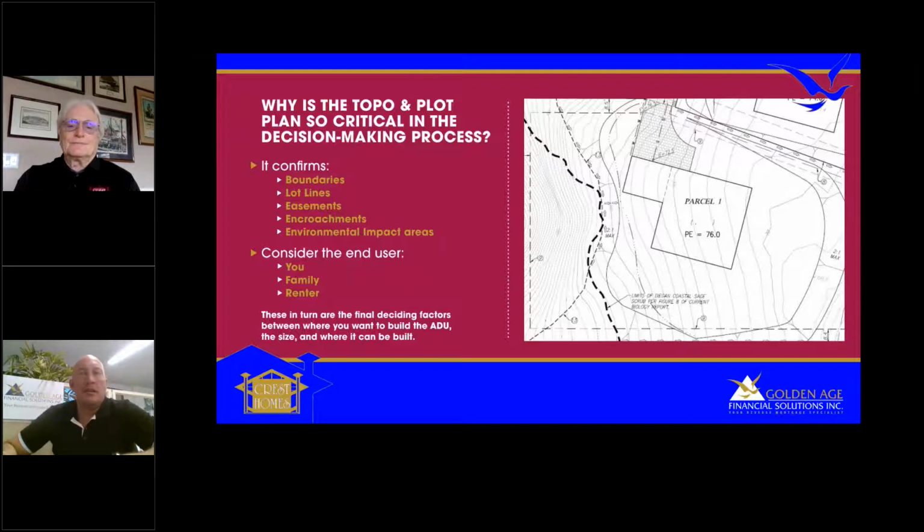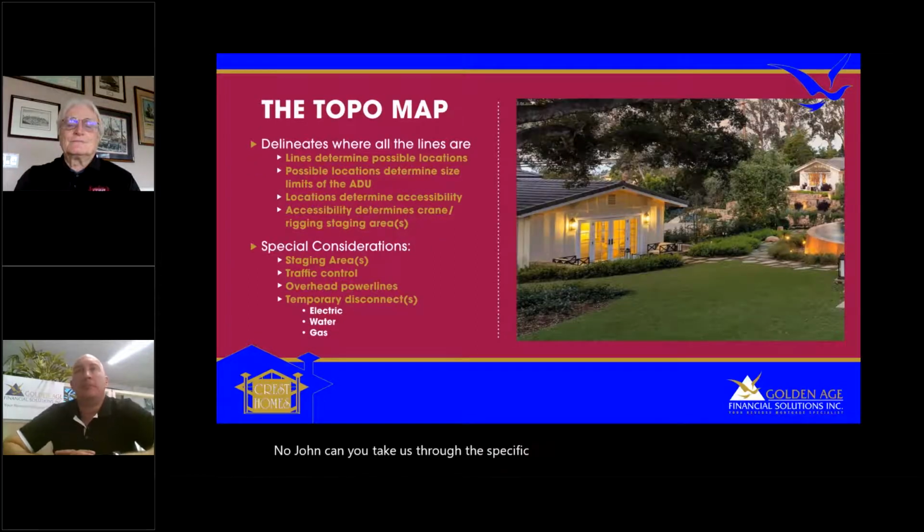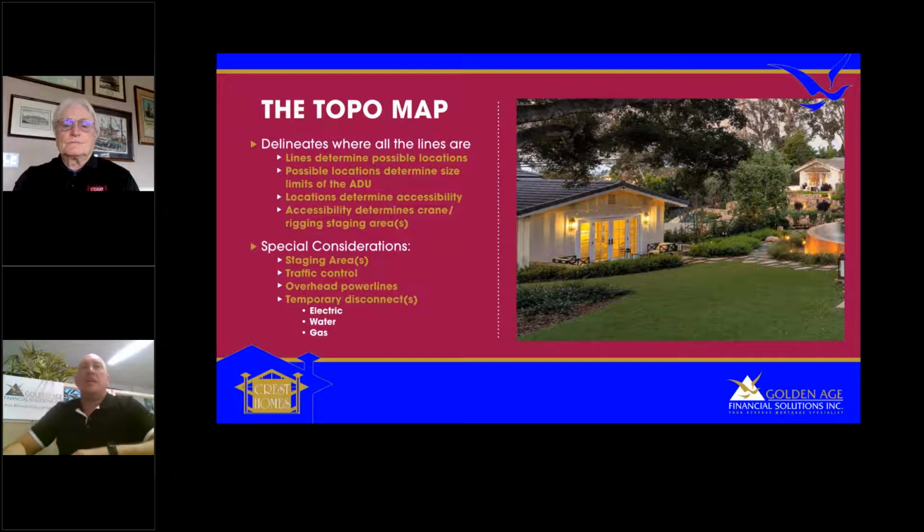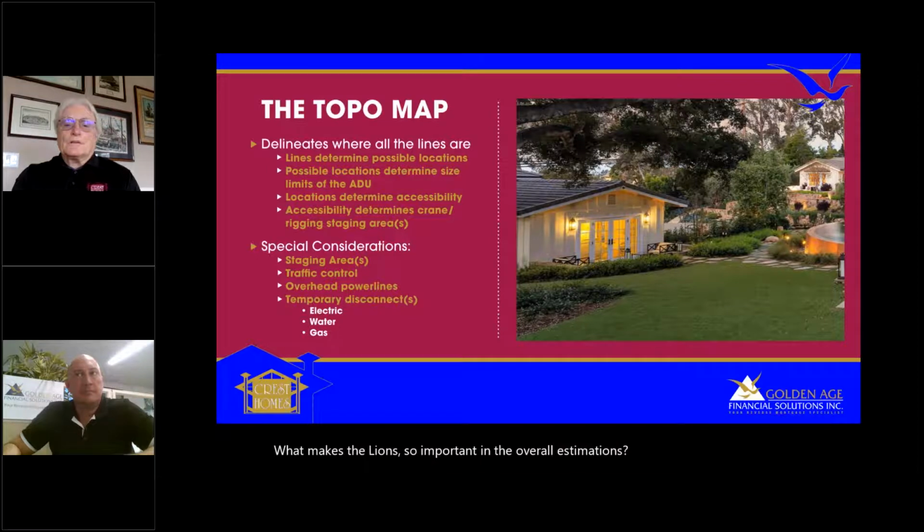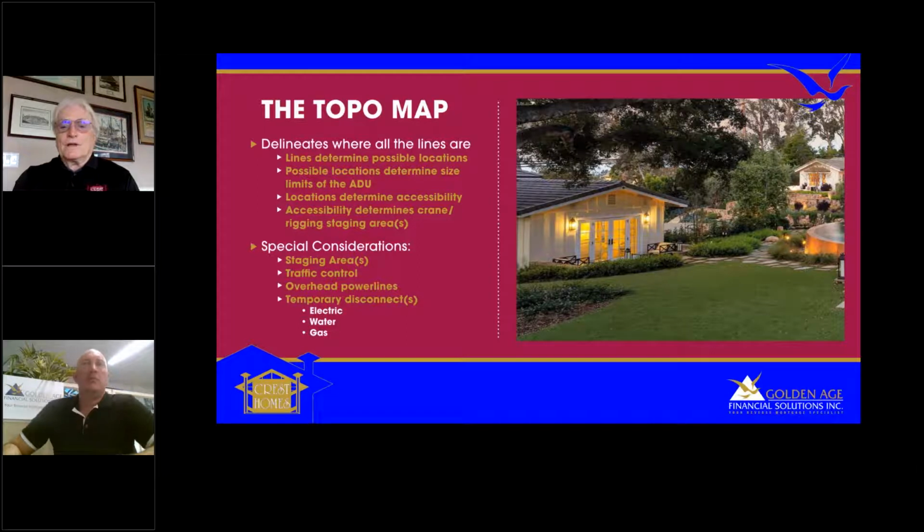Now, John, can you take us through the specific details of the topo a little bit more? Sure, it's going to delineate where all the lot lines are, and these lot lines will determine possible locations and orientations for the ADU. What makes the lines so important in the overall estimations? Well, your property lines, setbacks, easements, and any and all encroachments in environmentally sensitive and protected areas will determine exactly where you can and cannot build your backyard home, or locate it, let's say.